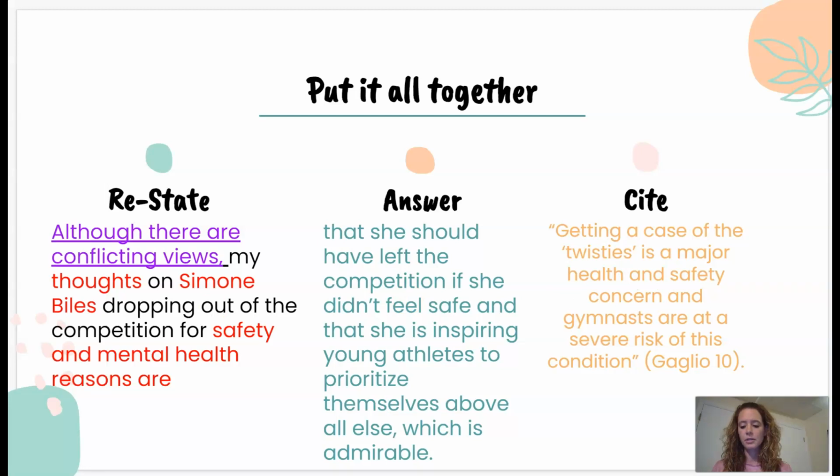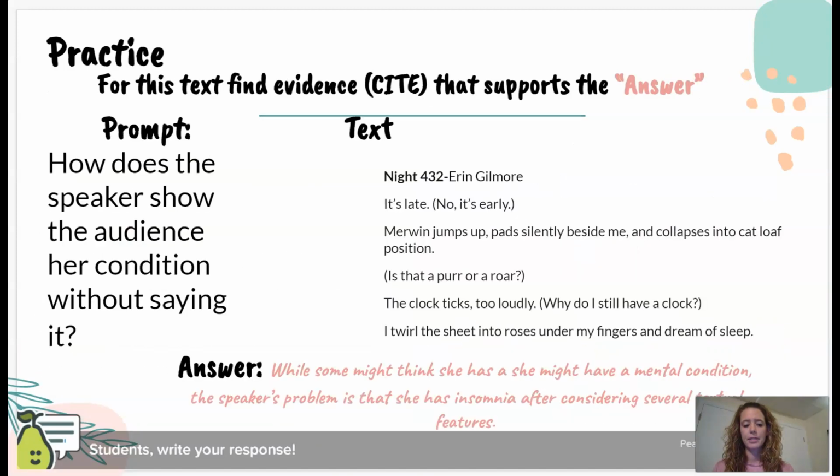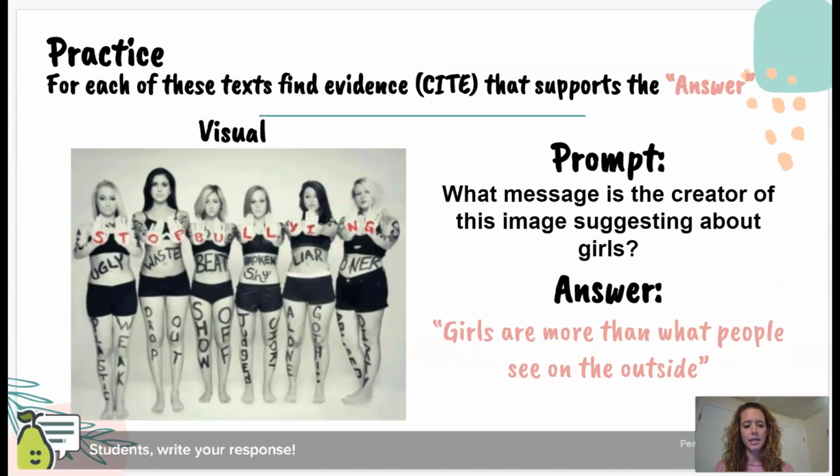So we've got an answer, we've found a piece of evidence to support it, we've cited it correctly, okay, and now we're going to need some context, and that's where we're going to move to next. Before we do the context, I do have some practice for us all to take part in.